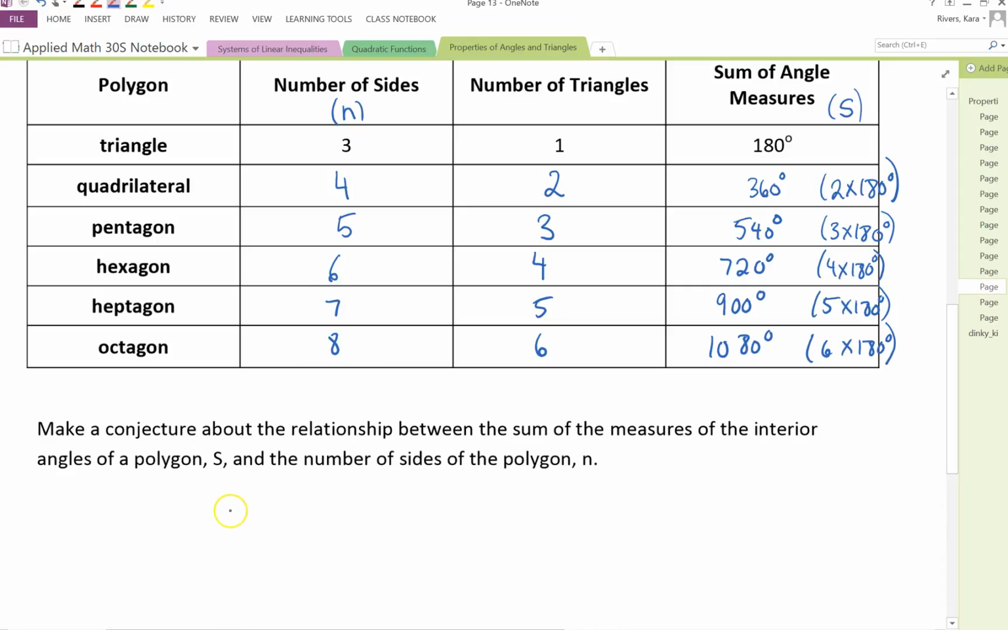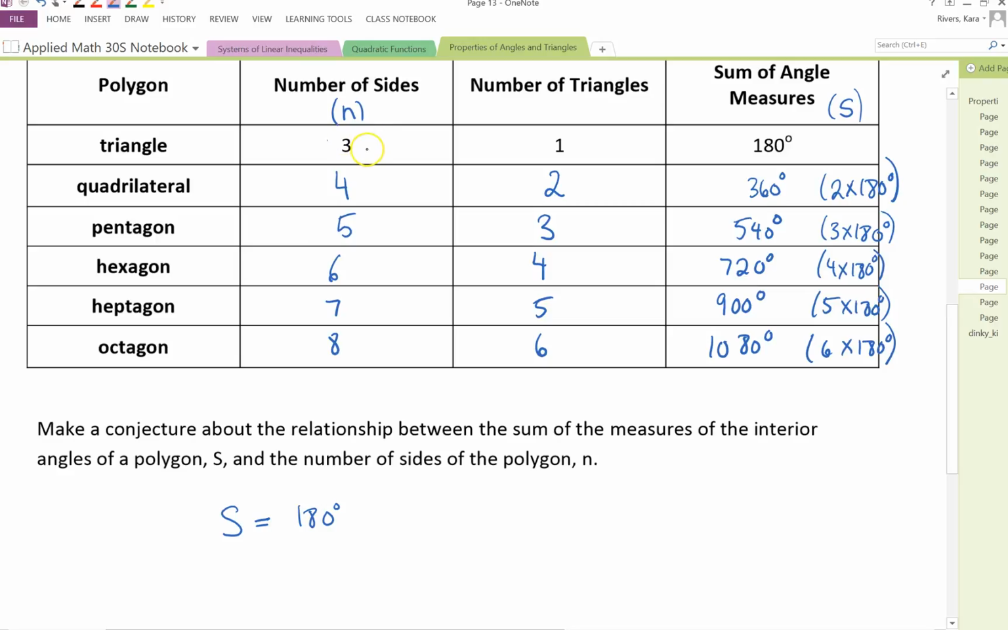So we know that the sum is going to be equal to 180 degrees times the number of triangles, right? But we're not using a value. We're not making a letter or a variable for the number of triangles. We're using it for the number of sides. Well, how does the number of sides relate to the number of triangles? For a triangle with 3 sides, I had 1 triangle. For a quadrilateral with 4 sides, I had 2. And if you look at the relationship, the number of sides is always 2 more than the number of triangles.